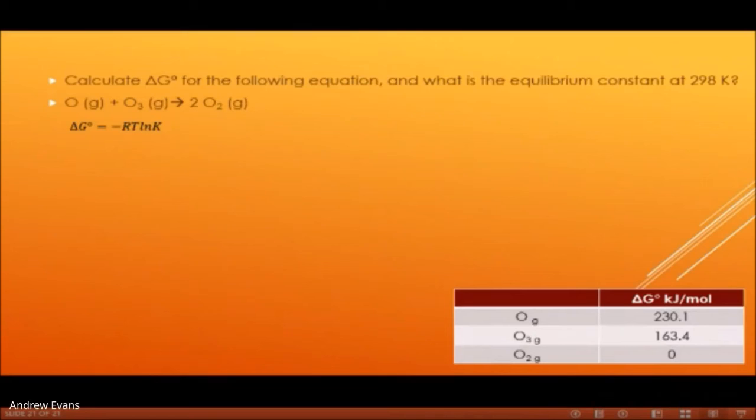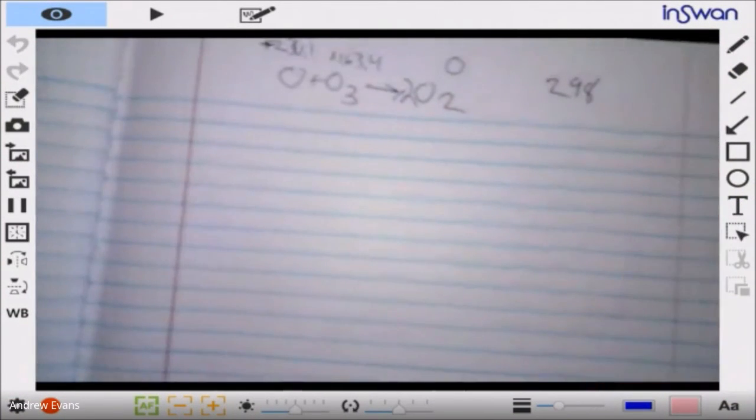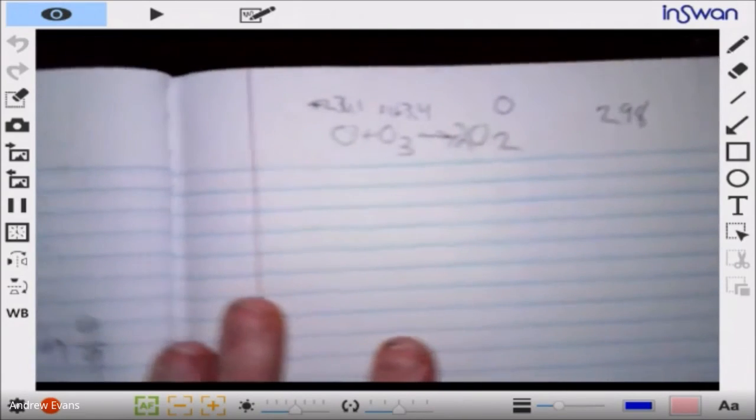this guy is 230.1, that's positive 230, 163.4. These guys are not particularly stable, which is why they have a positive delta G value. If I'm not mistaken, this is like our last slide.